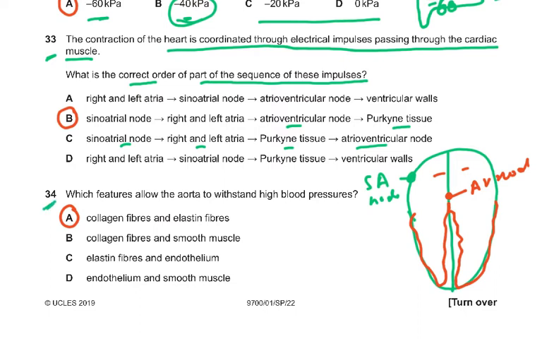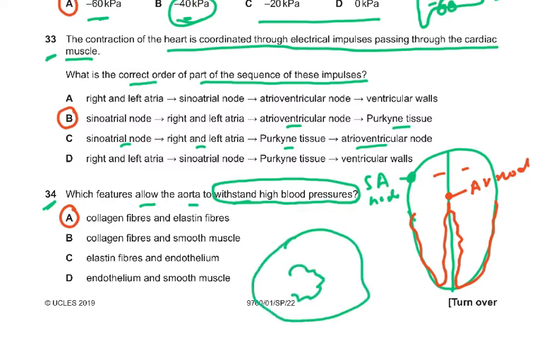Then coming to question number 34. Which features allow the aorta to withstand high blood pressure? What you have to understand is that the aorta has to be very thick walled, and it has crinkled endothelium, and it has muscles in it, but it has elastic tissue and collagen in the outer tunica externa. The choice was between A and B. The others were of course all wrong, and the endothelium was not going to have any effect on blood pressure. How does it withstand such a lot of blood pressure? Because the wall has to be very thick.